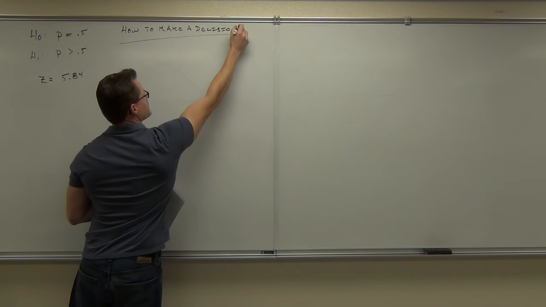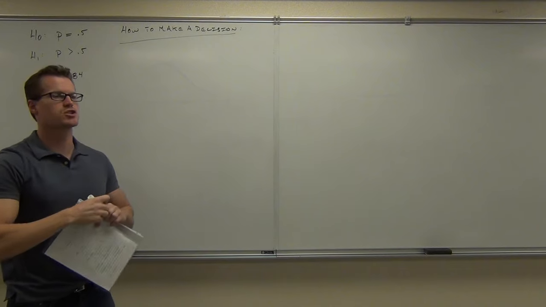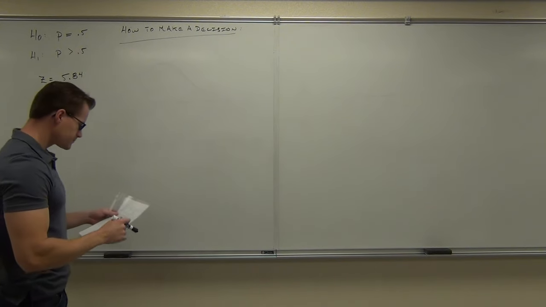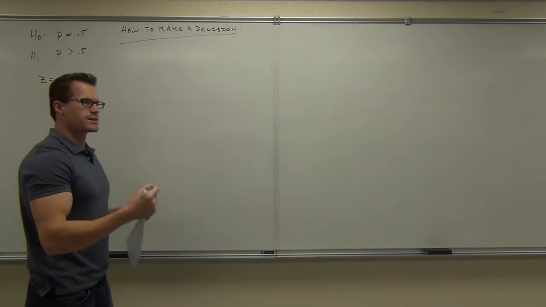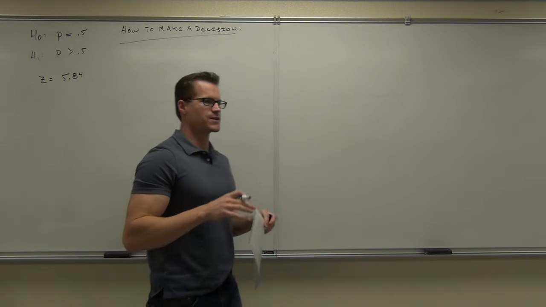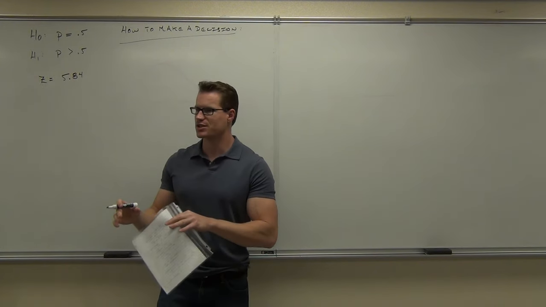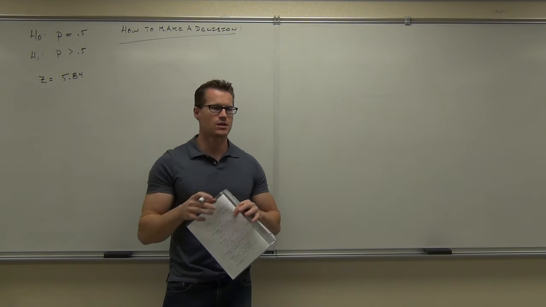So I guess what I was trying to say by that is a decision is not a judgment call. It's based on math. It's a math decision. Now, in order to make a decision, you've got to know what the significance level is. Now, that should be familiar because we've already talked about the significance level. It went back to the confidence intervals.